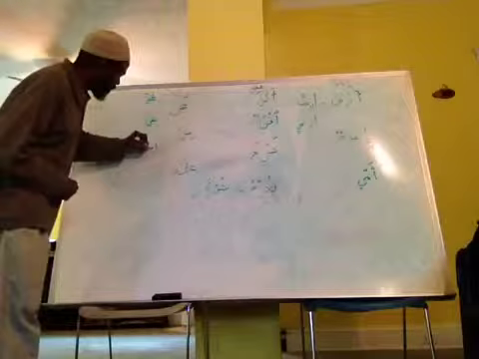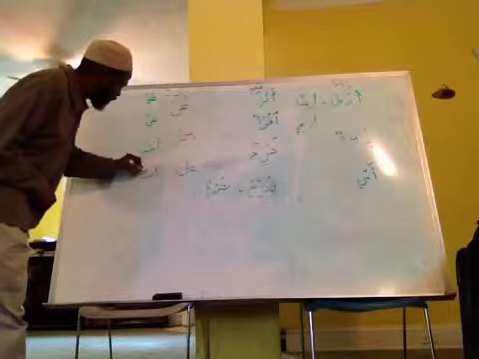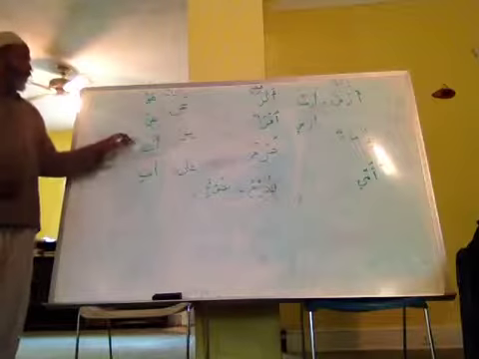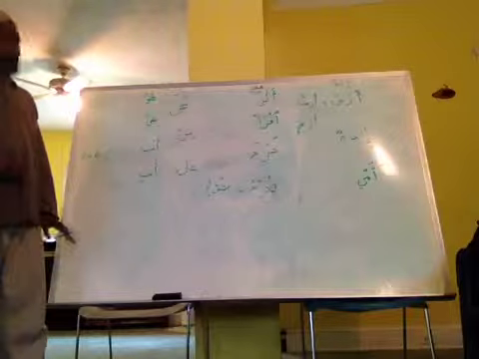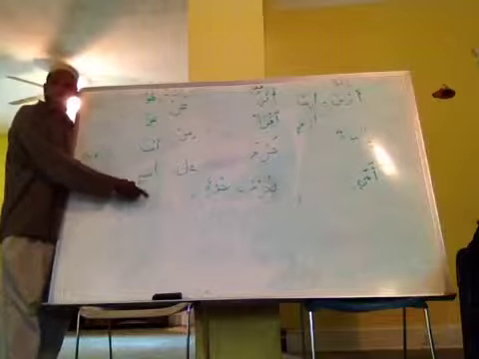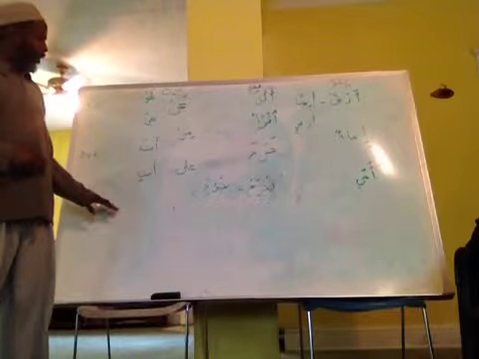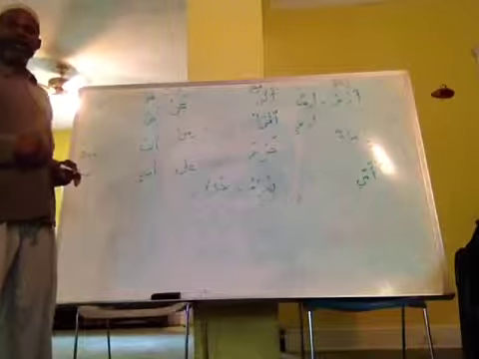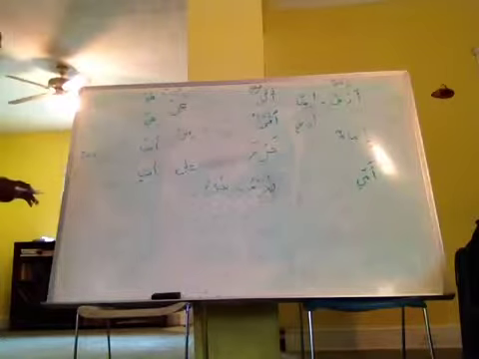Anta. Anti. Second person. In English, we only have one word, you. Out of curiosity, what would our duals and plurals be? Antuma. Antuma will be for both, for male and female. And the plural will be antum and antunna. Okay, good. And that's it. So that's our second person, you.